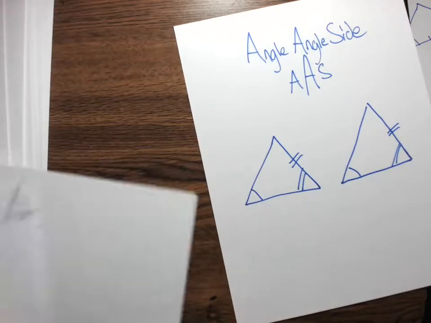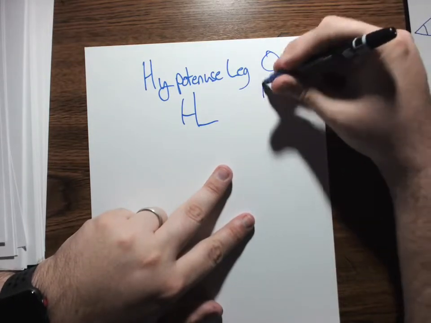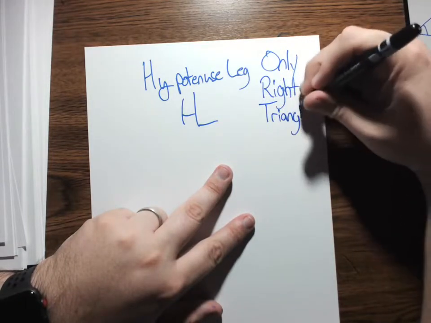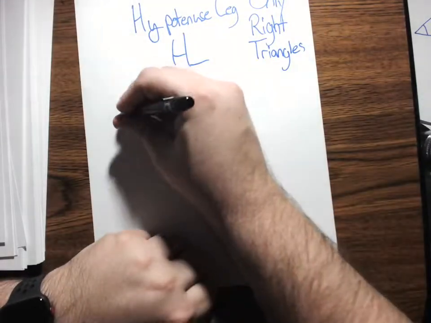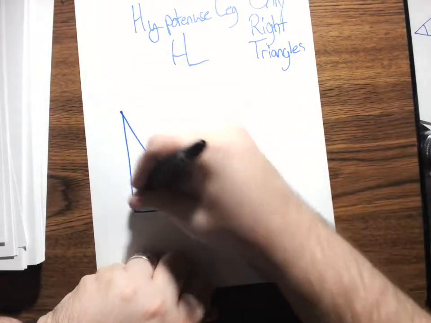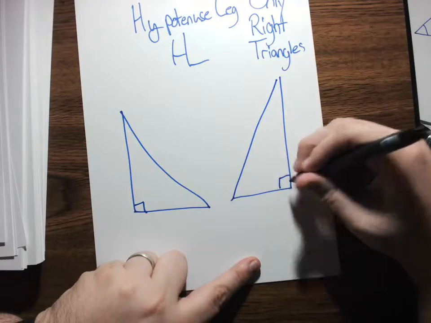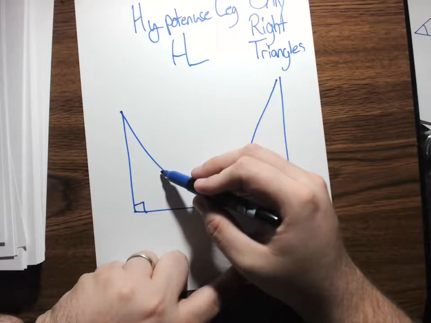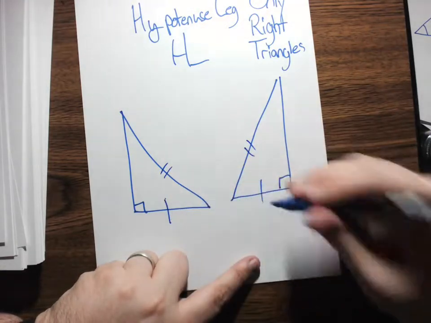Next what we're going to talk about is our final congruence theorem. And this one only works with 90-degree triangles. Only right triangles. And that is hypotenuse leg, or HL. So basically, if I have one right triangle, and then I have a second right triangle, if I know that the hypotenuse, which remember is the side opposite the 90-degree angle, is the same on both, and then one of our legs is the same, well, think about it this way.